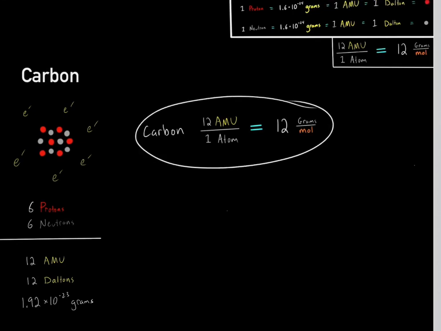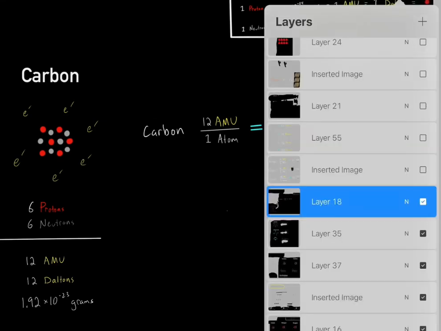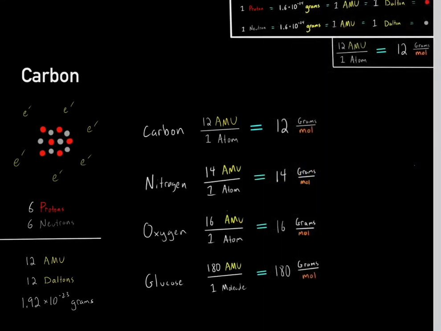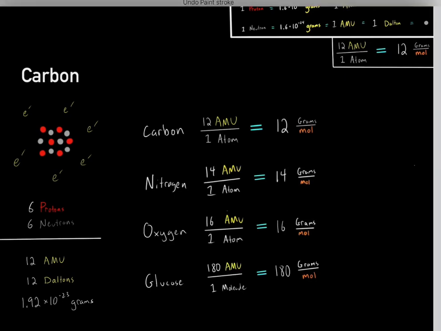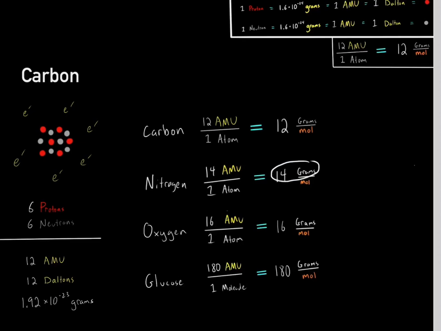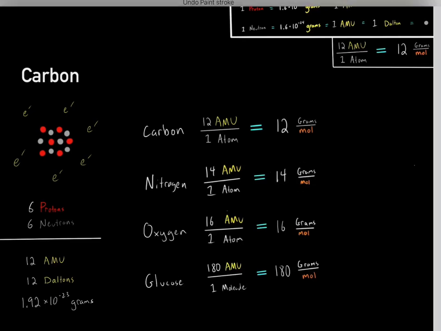And this is just a relationship you have to memorize. And this is such an important relationship. I'm going to draw it up here. So that's true with any atom. For example, nitrogen, there are 14 atomic mass units per 1 atom of nitrogen. So therefore, there are 14 grams per 1 mole of nitrogen.